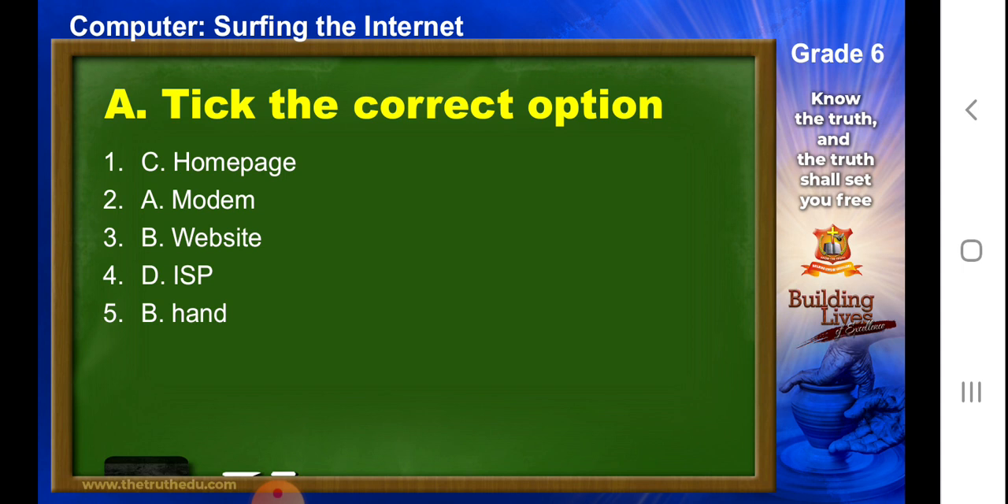Moving to the next one, when the mouse pointer is moved over a hyperlinked image or a text, the pointer changes to a dash symbol. You would have seen when you put a cursor on the hyperlink, it turns into the hand symbol. So the answer is hand. So what are the answers we have here? We have home page, first one, second modem, third website, fourth ISP, and fifth one is hand.